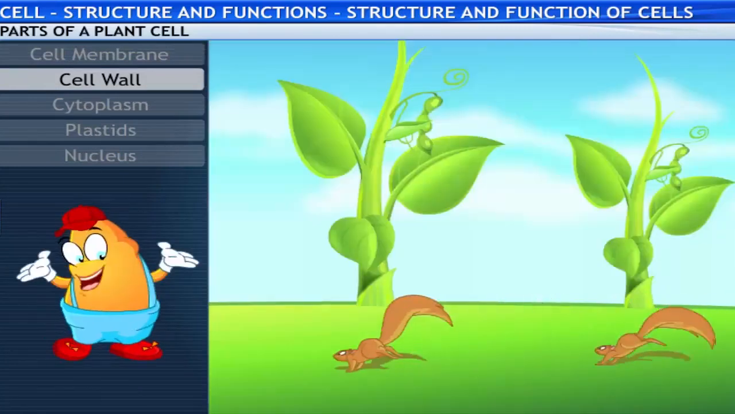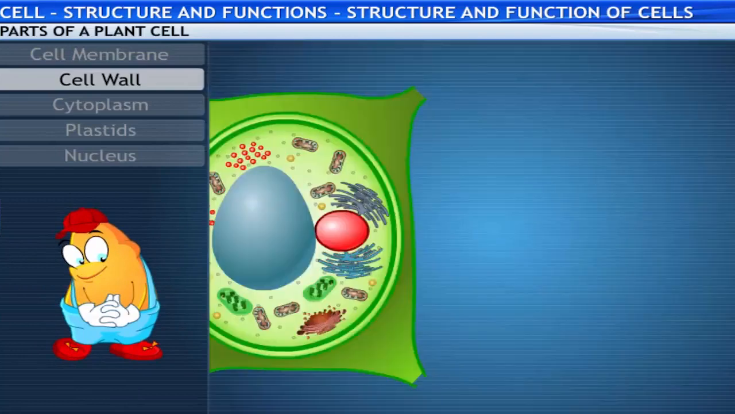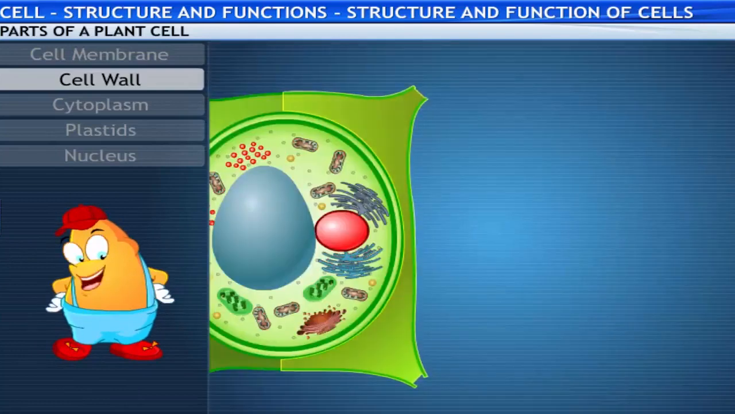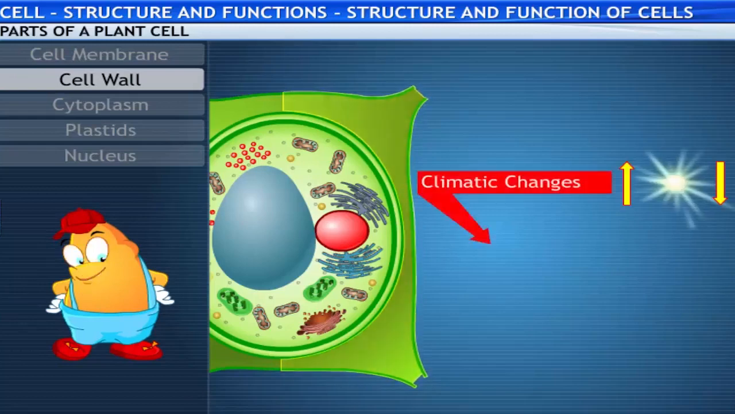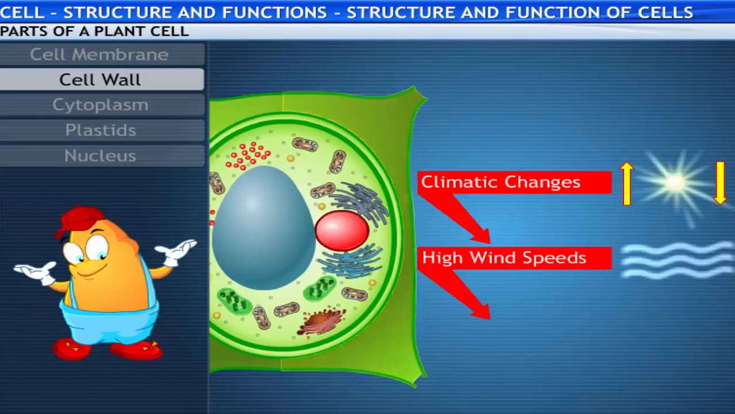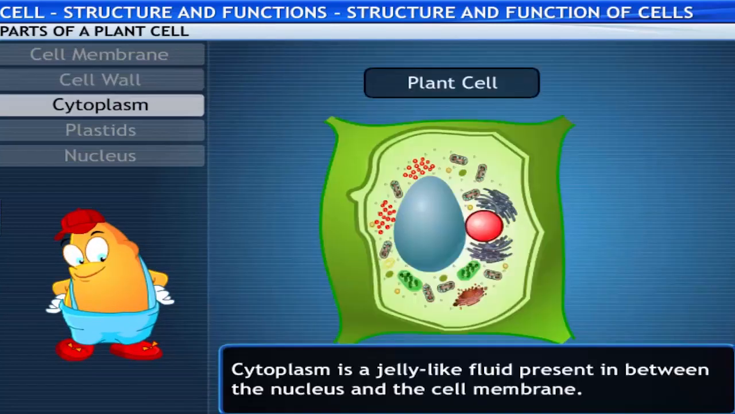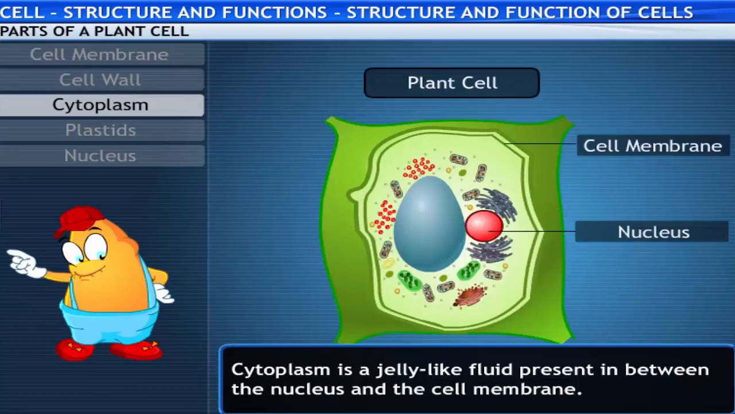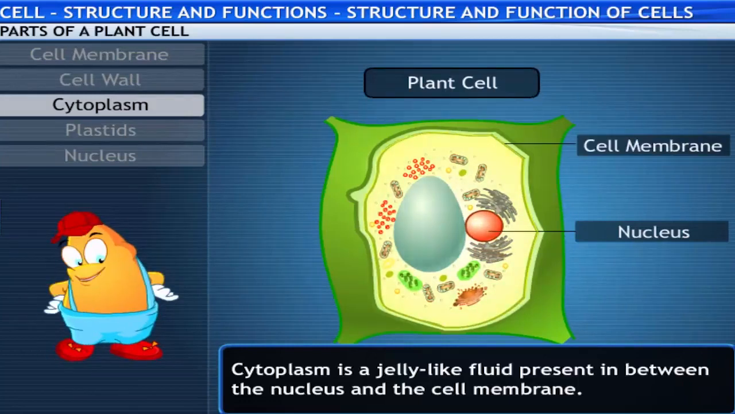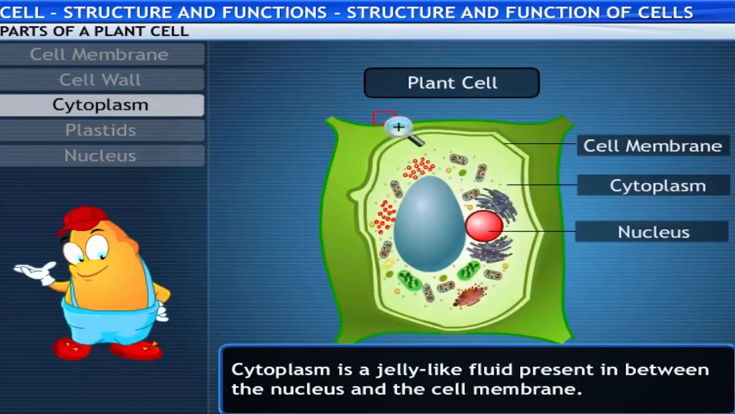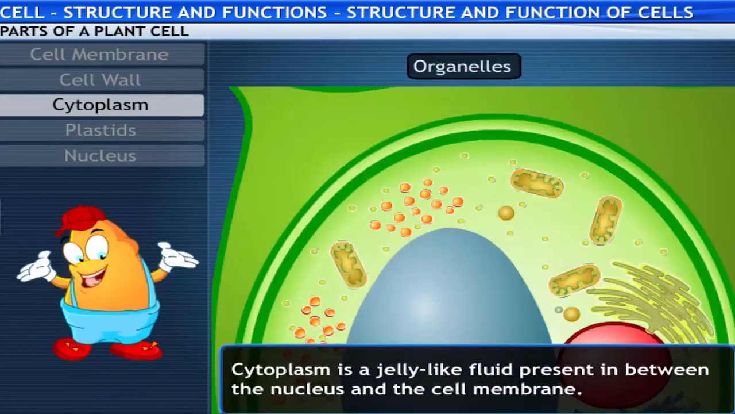Plants cannot move from one place to another. Therefore, plant cells require cell walls to protect the cell from climatic changes like a rise or fall in temperature, high wind speeds, and atmospheric moisture. Between the nucleus and the cell membrane, we find a jelly-like fluid called the cytoplasm. It contains a number of organelles.